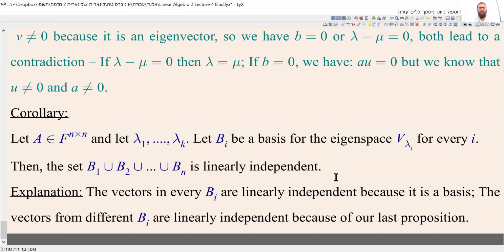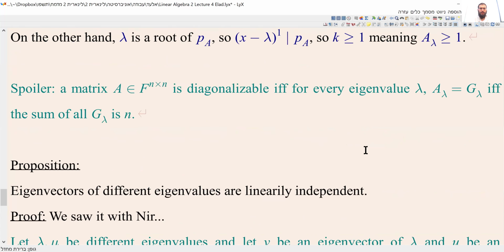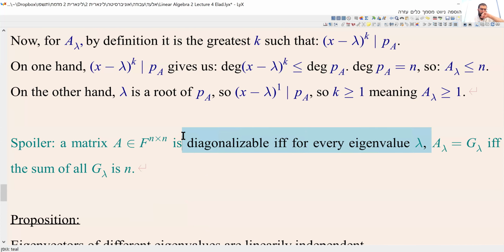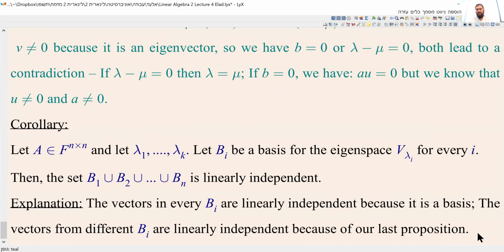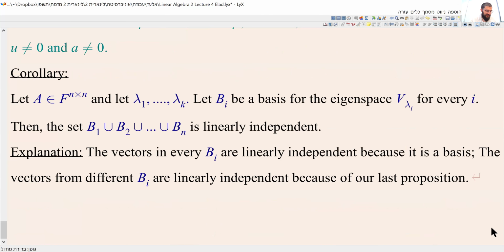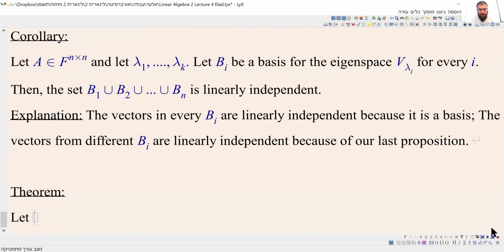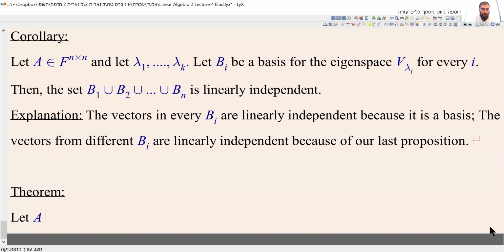Okay, so now we can move to the first equivalent condition for a diagonalizable matrix, that the sum of all the geometric multiplicities is n. So this can be a theorem or a statement or whatever. Let A be a matrix in F^(n×n).